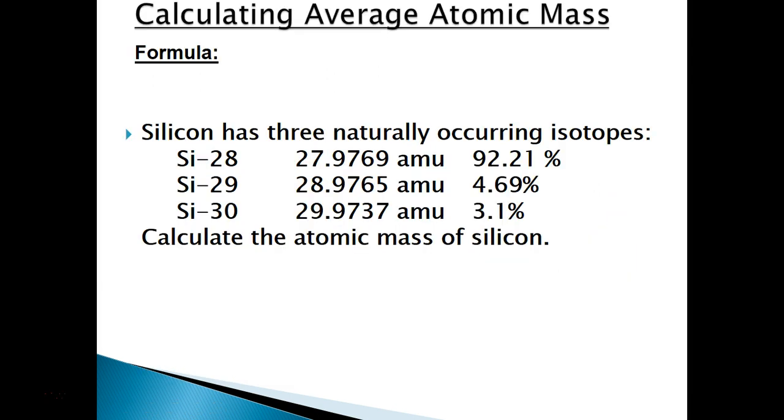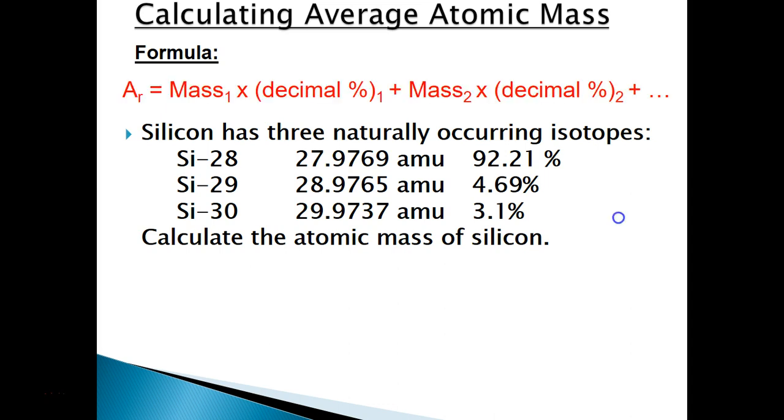Okay, finally, calculating the average atomic mass that we see on the periodic table. Again, this is a weighted average of all the known isotopes. So the formula for calculating it, A sub r is just relative atomic mass. You don't have to know this notation, you just have to recognize it if you see it.